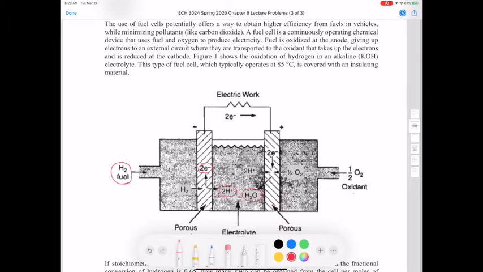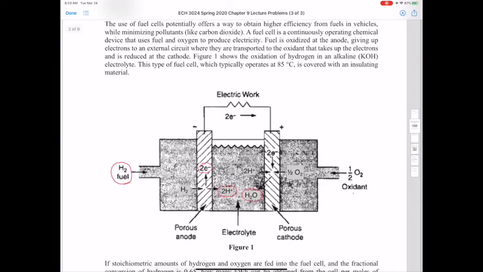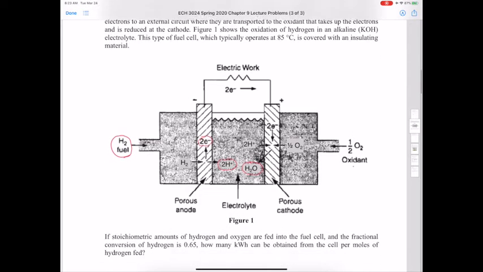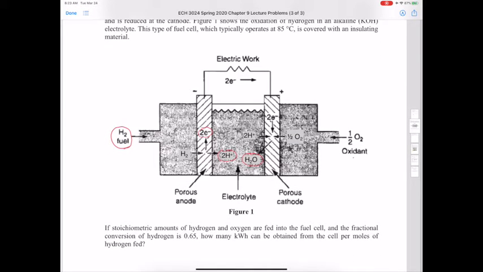All right? And for this particular fuel cell, you'll see that it operates at 85 degrees Celsius. And so based on this outline, the problem is asking us: if stoichiometric amounts of hydrogen and oxygen are fed into our fuel cell, and we know the conversion of the hydrogen, which is 0.65, how many kilowatt hours of electric work can be obtained from the cell per mole of hydrogen fed?